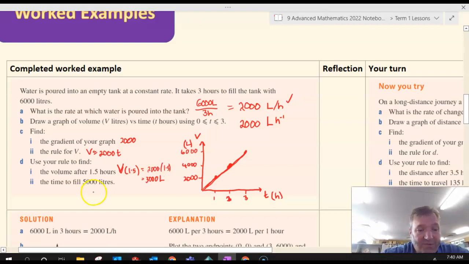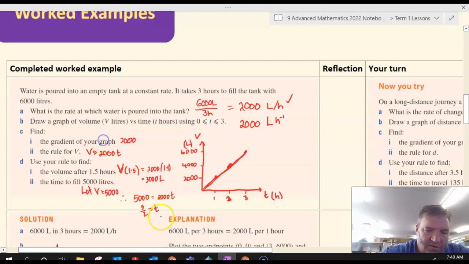How long does it take to fill 5,000 litres? Well, this time I have to let the volume equal 5,000. 5,000 equals 2,000 times T. I divide by 5,000, I've got 5 over 2 equals T. So 5 over 2 hours, 2.5 hours. You get the idea there.